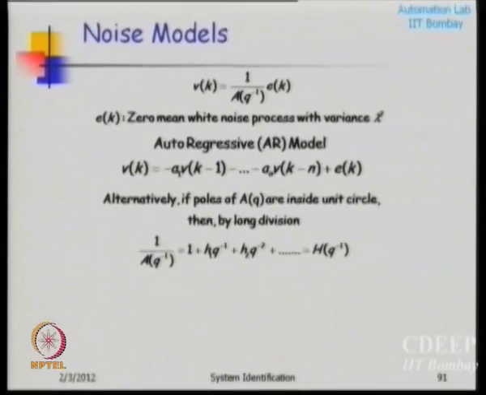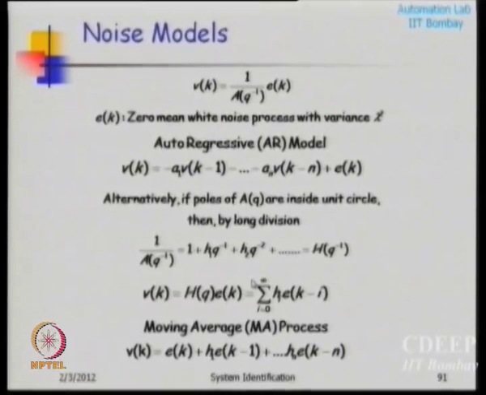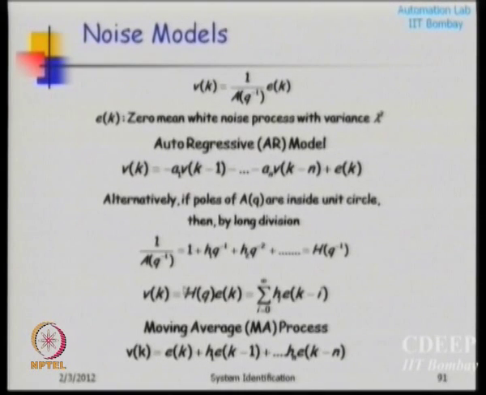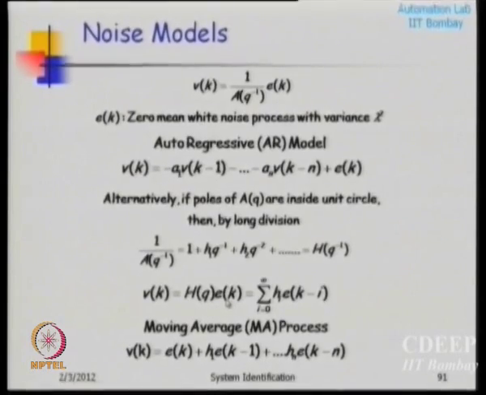Once I have this model in the Q domain, if the poles are inside the unit circle, then you can do a long division and get this infinite sum, and then I can write this model. What I want to show here is that we talked about two processes: the moving average process and the autoregressive process. I didn't introduce them without purpose. I talked about them because they are useful in modeling stochastic signals.